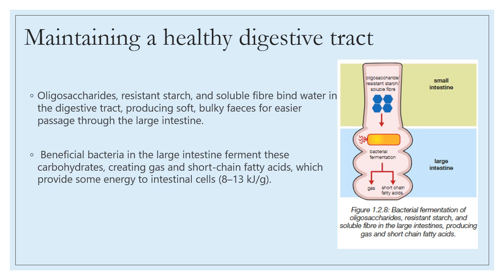These beneficial bacteria that live in our large intestines ferment these carbohydrates, creating gas as a product, and these short-chain fatty acids, which are used as energy for some of our intestine-based cells. So roughly between 8 to 13 kilojoules per gram of energy is created for these cells.